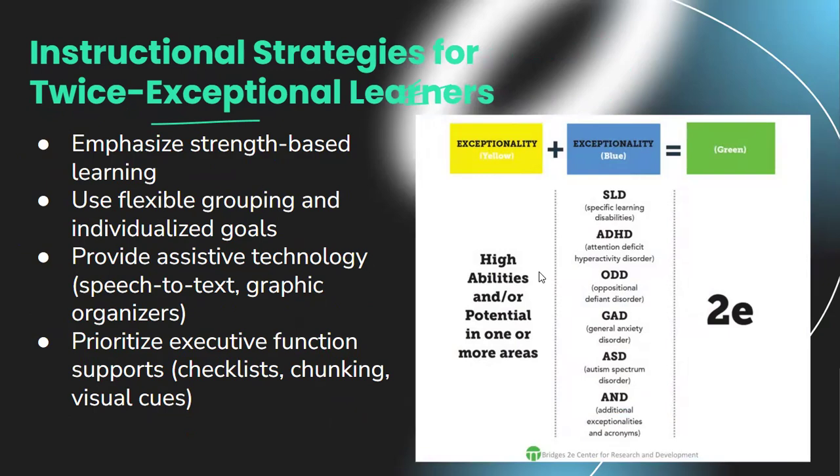Rim emphasizes that instruction for 2E learners should start from a strength-based framework. Identify where the student shines: creativity, reasoning, problem solving, and build learning experiences that leverage those strengths while addressing deficits through supports. Flexible grouping, as we've mentioned in I think every lesson this course, allows gifted students with disabilities to collaborate with intellectual peers while receiving targeted support. Individualized goals should balance academic rigor with emotional well-being.